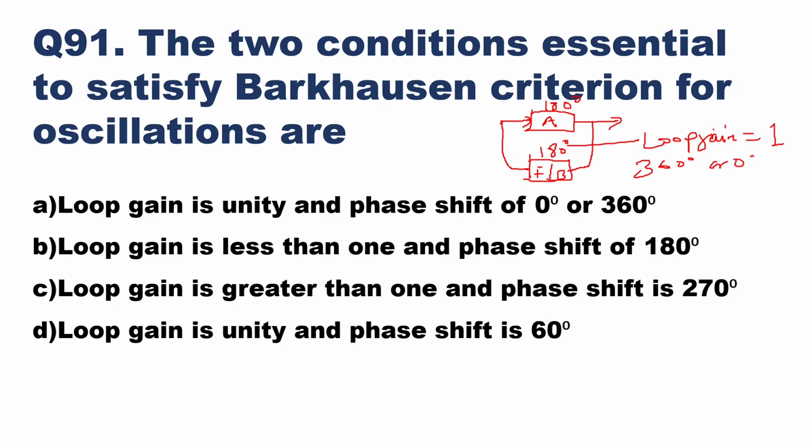So loop gain is unity and phase shift is 0 degree or 360 degree. So option A is the right answer. These are the two conditions of Barkhausen criteria.